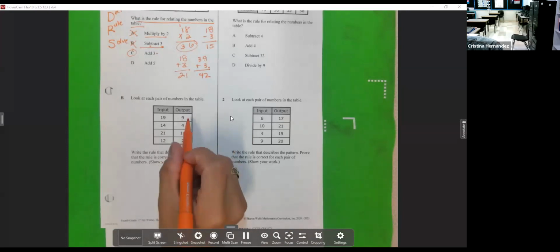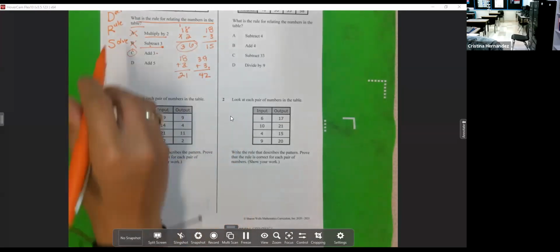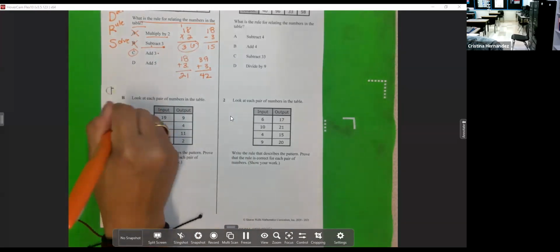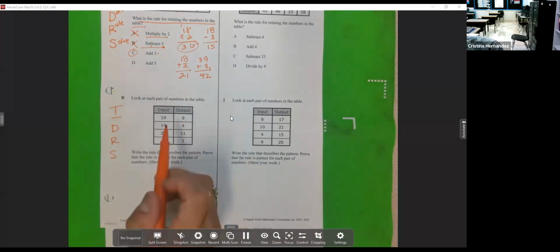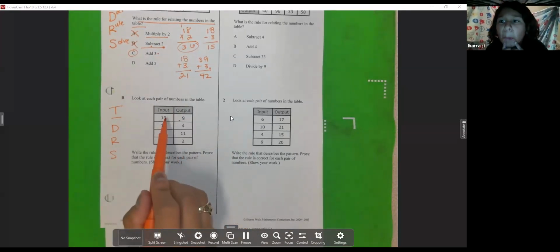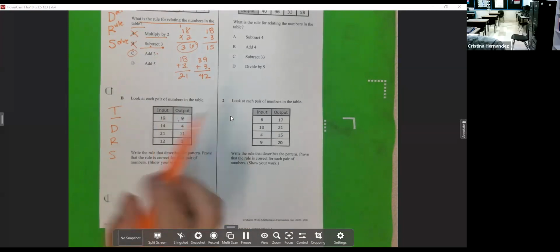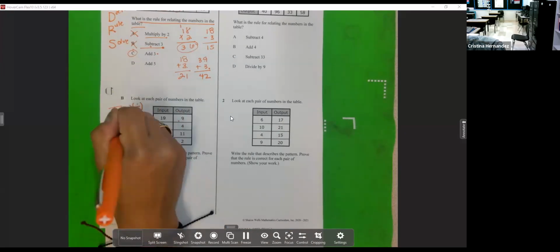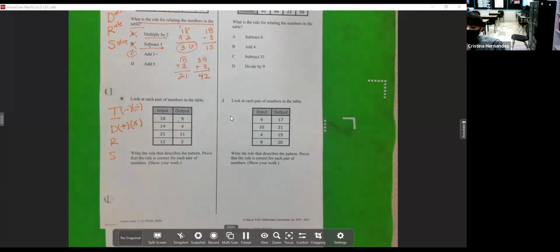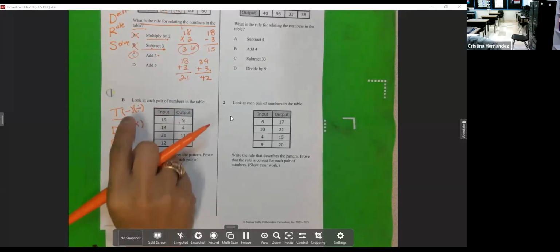Now, when the table is like this, you can really use I-D-R-S. So let me see. We're going to look at the numbers going across this way, increasing or decreasing, going from input to output. Let's go over that first. So increasing and decreasing.